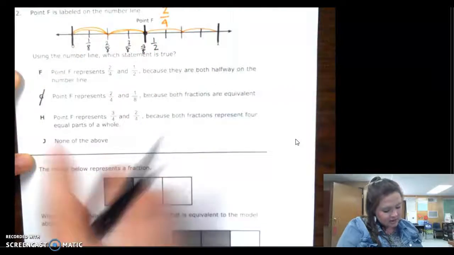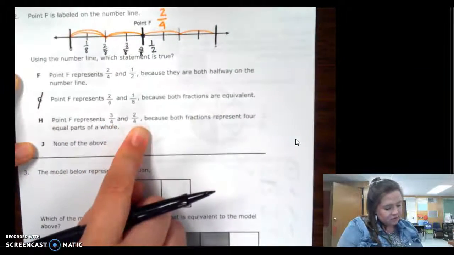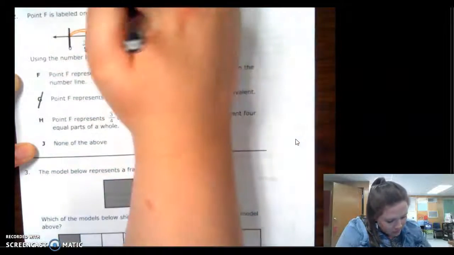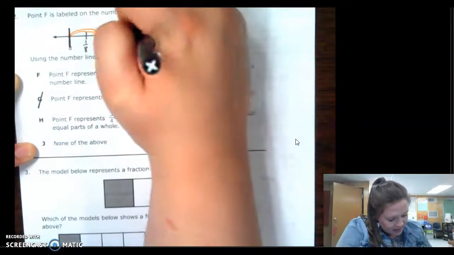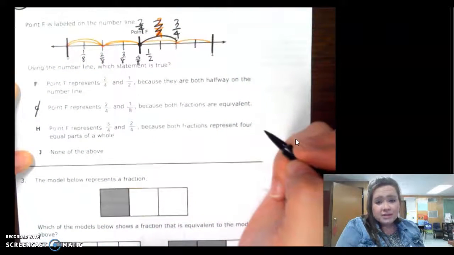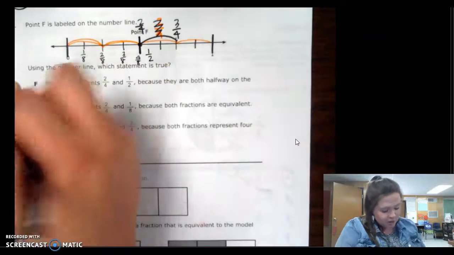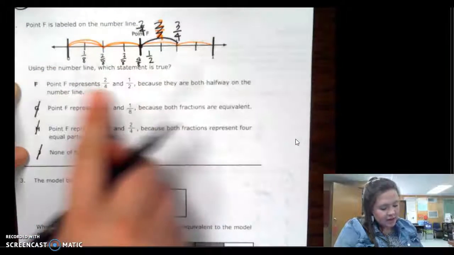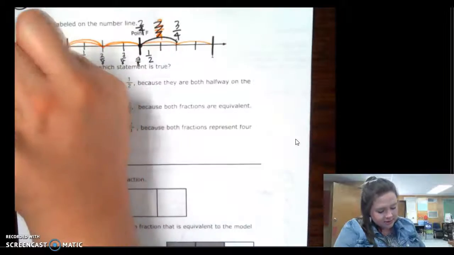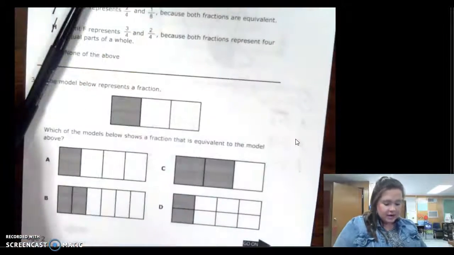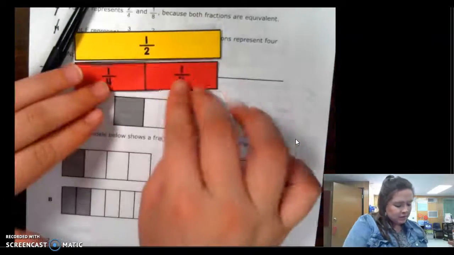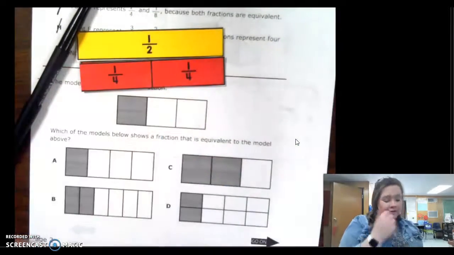No, those are not. 3/4 and 2/4. Well, this is 2/4 right here. And then this would be 3/4. Are those the same? Nope. None of the above. That's not true because point F represents 1/2 or 2/4. And you could check it. 1/2 and 2/4, those are equivalent.